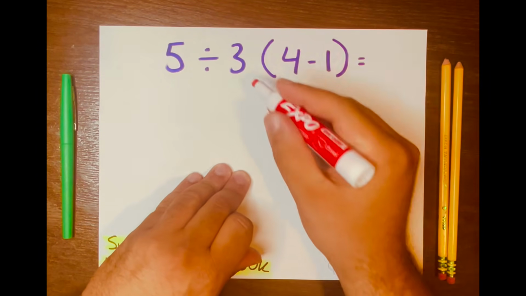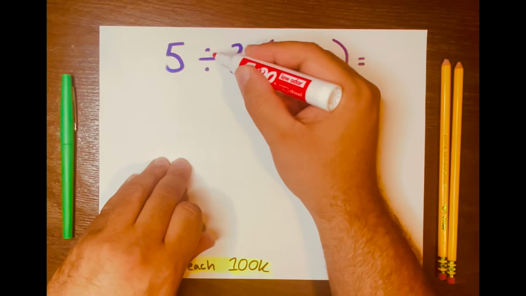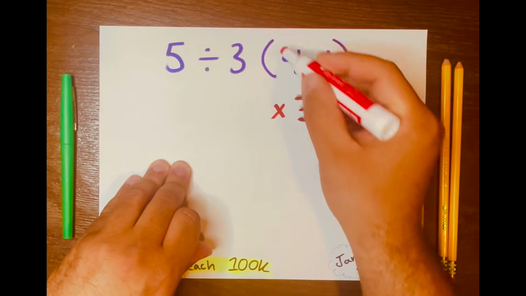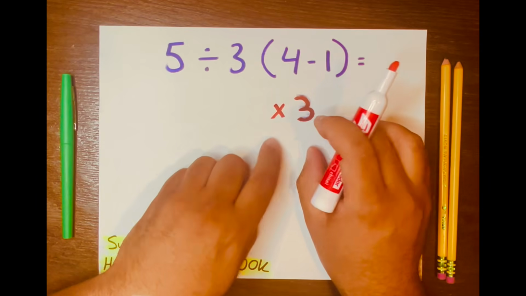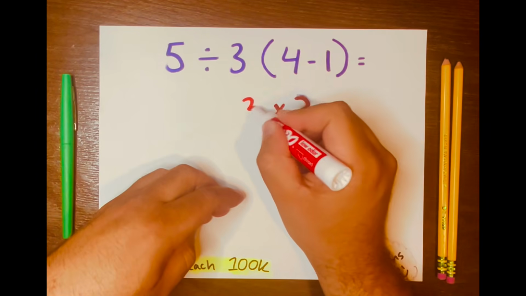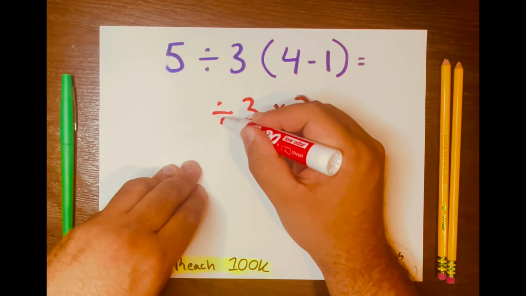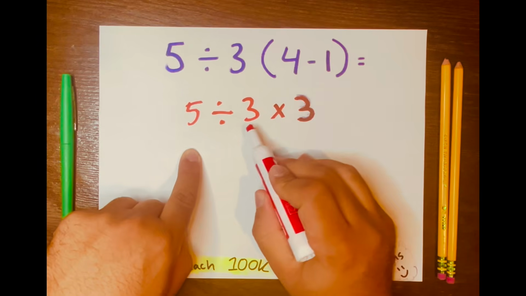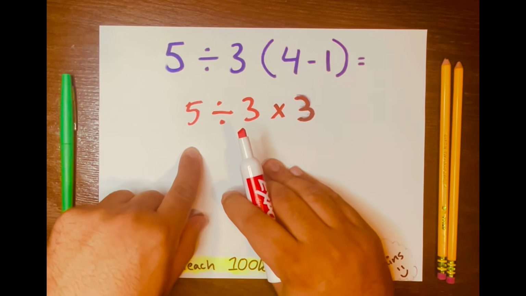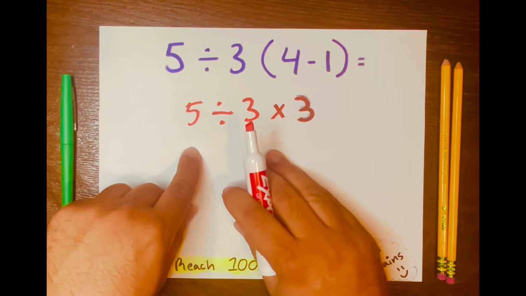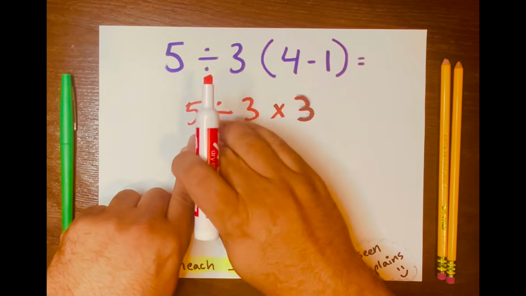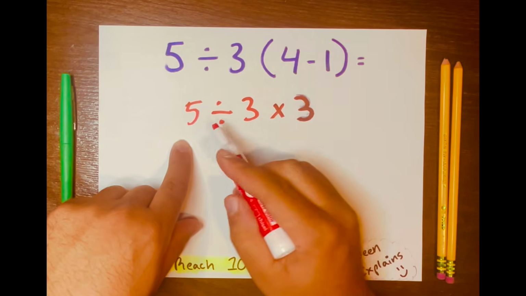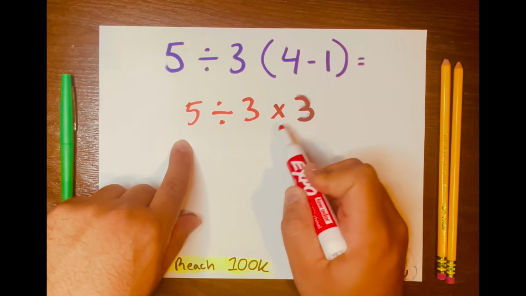And then we bring down the 5 divided by 3. And this will be times. You can keep its parentheses, but we know that's times. Bring down the 3, the division sign, and the 5. Now we have 5 divided by 3 times 3. And again, you solve from left to right. So 5 divided by 3 times 3.